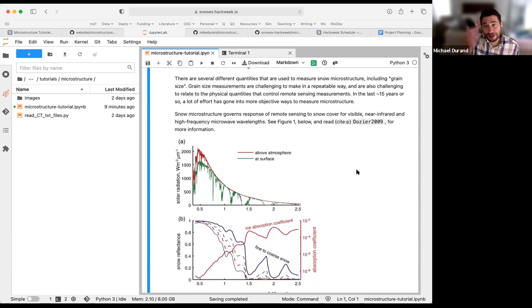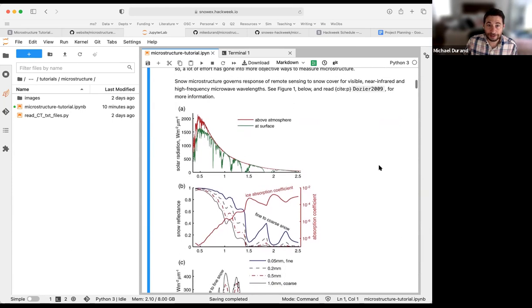There's a number of different quantities that people use to try to measure or characterize snow microstructure, including grain size. It's hard to make grain size measurements with a hand lens in an entirely repeatable way, especially across observers. And they're also a little bit challenging to relate to what we're interested in remote sensing. So there's been a lot of work in, say, the last 15 or 20 years to make more objective measurements of snow microstructure, though I will say that work does extend all the way back to the 80s. But there's been a lot of progress lately.